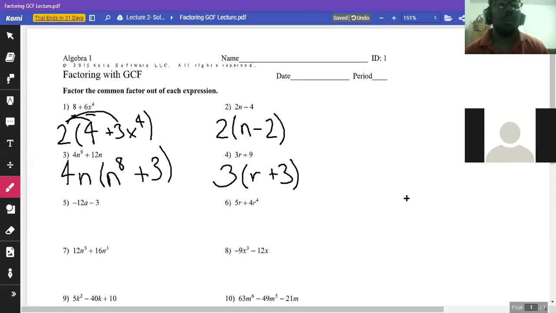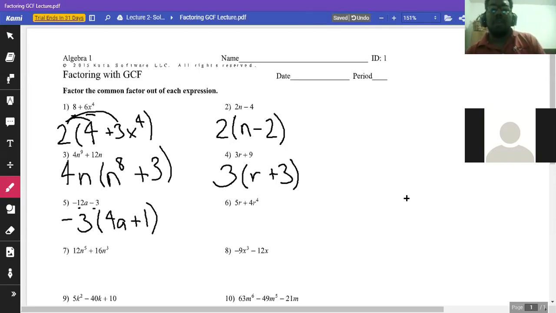Okay, a couple more, then we're going to go ahead and move on to the next type. So negative 12a minus 3. I could pull out a negative 3 or a 3. Since both of these have minus signs, I just like to pull out a negative whenever that's true. And so I know that negative 3 times 4a will get me negative 12a, and negative 3 times positive 1 will get me negative 3 there.